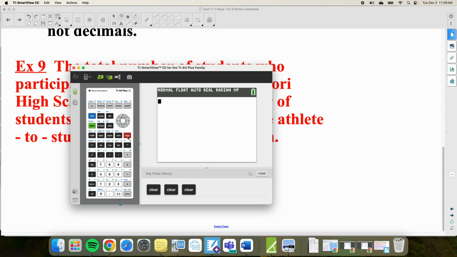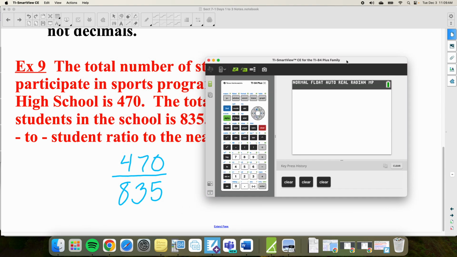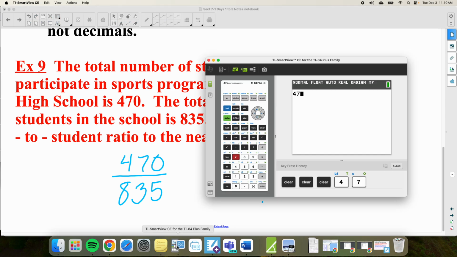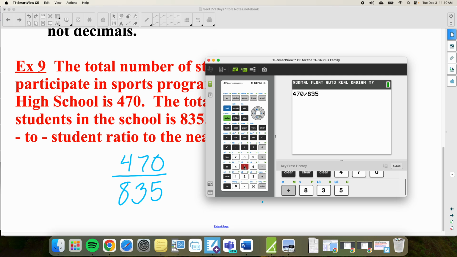I'll see what you do and I'll tell you what works. Okay, so here's the deal. You are going to enter this as a division problem. So you're going to go 470 divided by 835, okay? And you could hit enter if you want to, you don't have to.